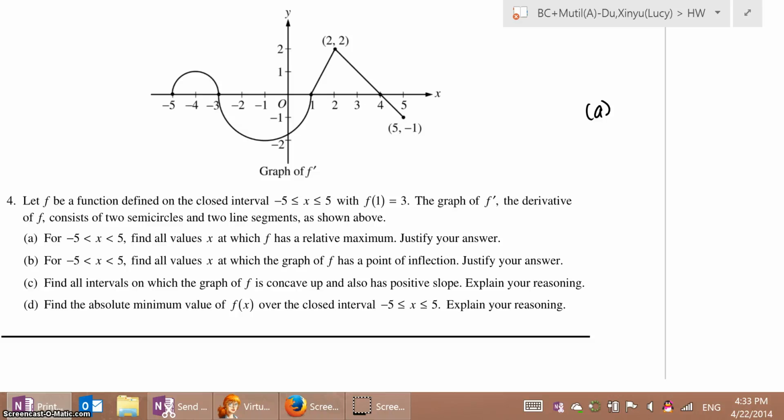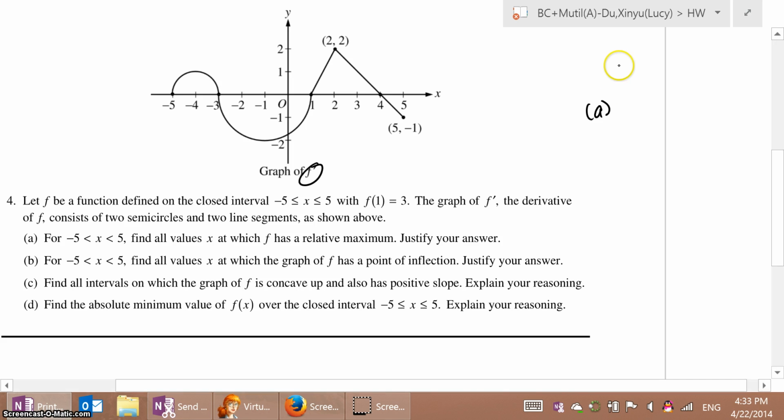Here's problem B from 2007, form B, and it's a graph problem. That is a graph of f prime from -5 to 5 with f(1) equals 3. And for part A, for -5 to 5, find all values of x at which f, which is the integral of f prime, has a relative maximum.